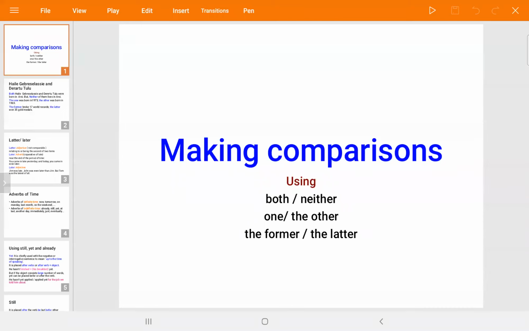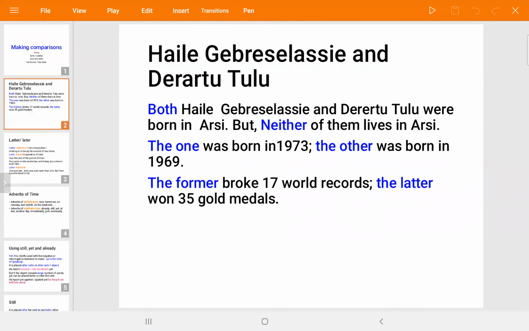Okay, so here in examples, we are going to use both if you have two items. Have you seen these individuals, Haile Gebrselassie and Derartu Tulu? Let's compare them using both and neither. Both Haile Gebrselassie and Derartu Tulu were born in Arsi. When we use neither: neither of them lives in Arsi. Both these athletes live in Addis Ababa. It's obvious.